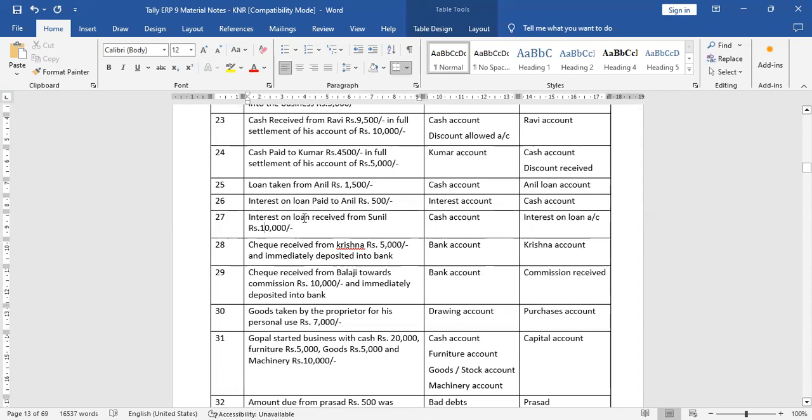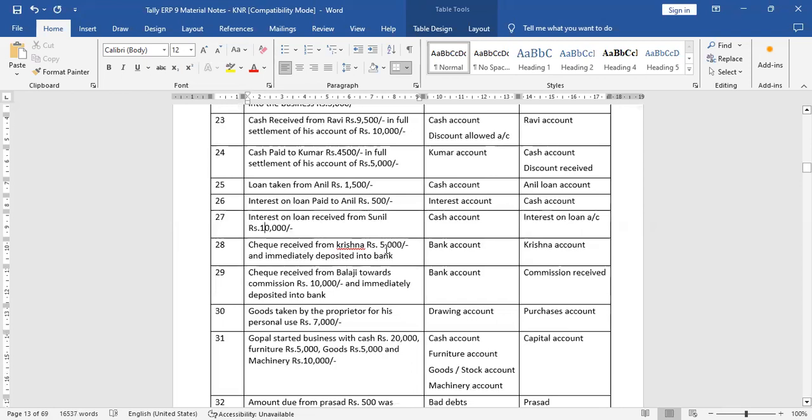Interest on loan received from Anil. You are receiving loan interest from Anil. It is an income. Receive means you receive cash. Cash comes in. Interest on loan is entered into the credit side. Why? From your company's point of view, it is an income. Next point.